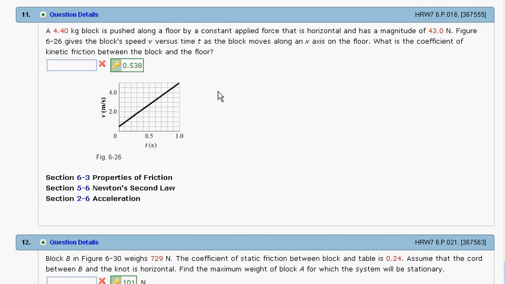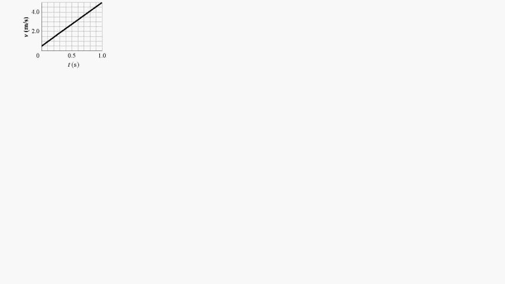Okay, in question 11, we got this block being pushed along the floor by a constant applied force that's horizontal, and they give us the magnitude, and then they give us the block speed versus time as it moves along the x-axis. They want you to find the coefficient of kinetic friction. So here is a reproduction of that little plot, and we've got an object.